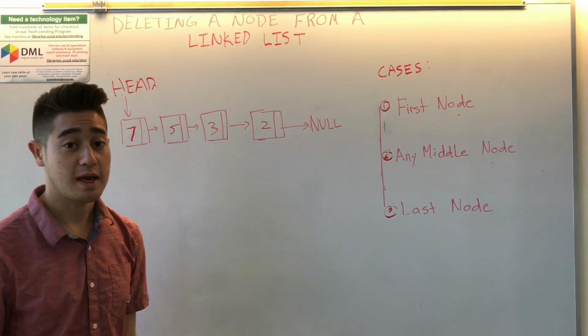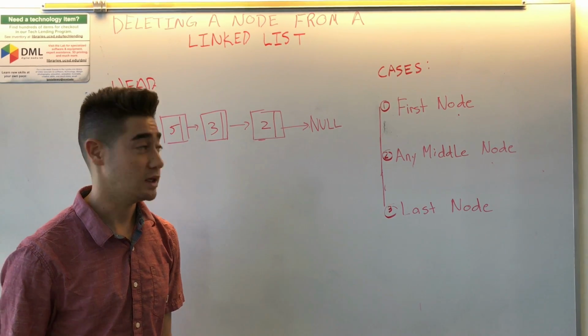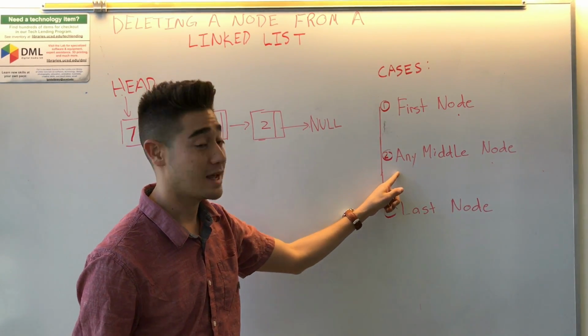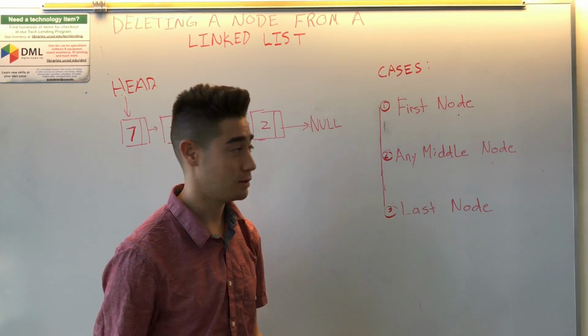Intuitively, you can think of three cases for deleting a node in a linked list. Deleting the first node, deleting any middle node, and deleting the last node.